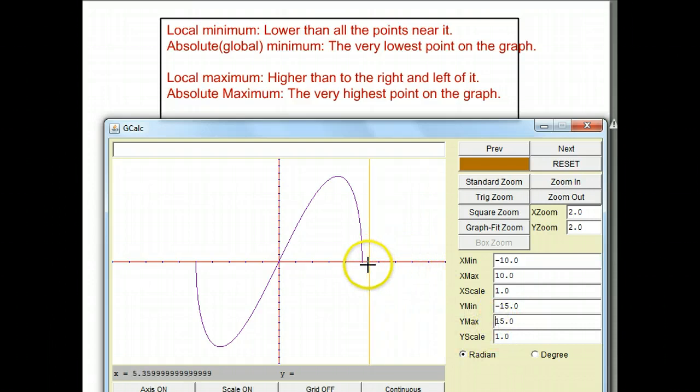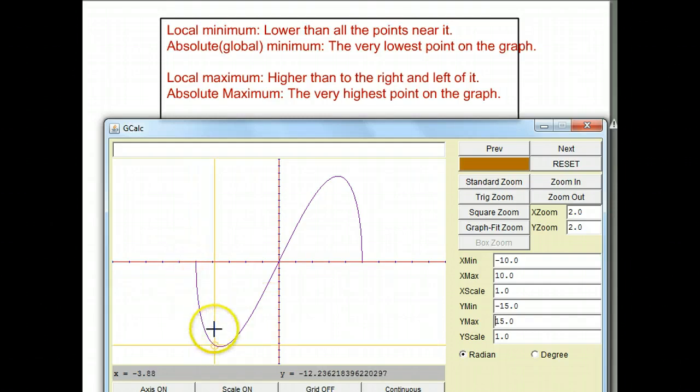So again, we're looking for maximum and minimum values. This endpoint here does not count as a minimum because there's nothing to the right of it, and this does not count as a maximum because there's nothing to the left of it. There have to be points on both sides. However, right here, notice we have a minimum point. Is it just relative or is it absolute? It is lower than the points around it, and it's also lower than all of the points on the graph.